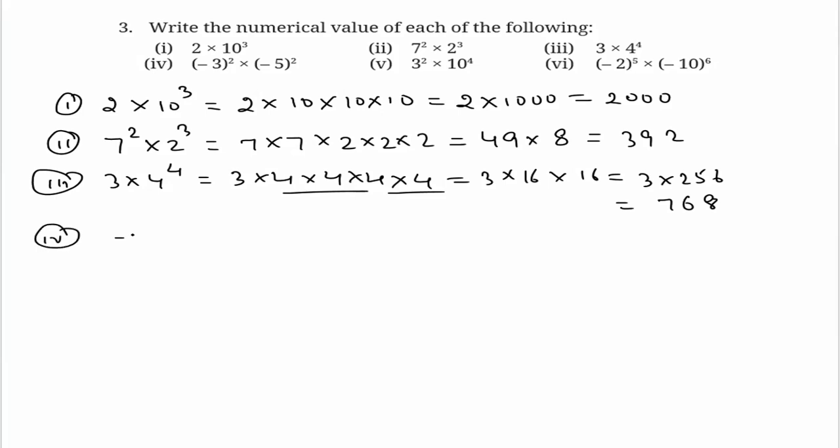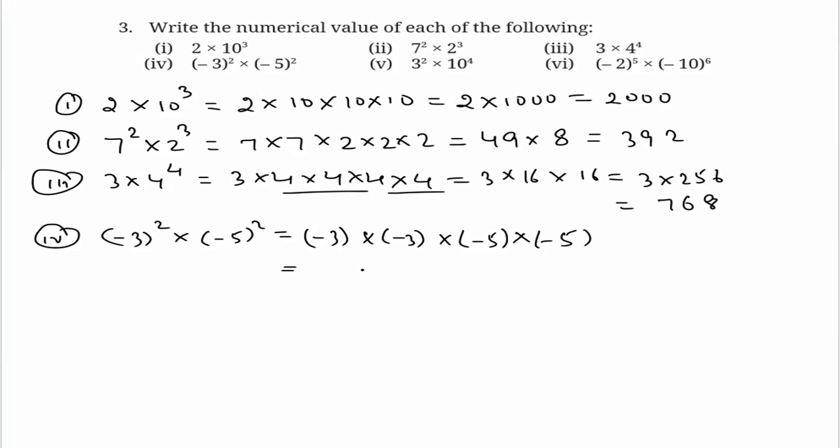Now moving to the fourth question, minus 3 whole square into minus 5 whole square. So minus 3 whole square means minus 3 into minus 3, and minus 5 whole square means minus 5 into minus 5. Now we have already studied in the integers chapter, right? If the negative sign comes an even number of times, the product is going to be positive. So let's first multiply minus 3 into minus 3. It will give me 9. And minus 5 into minus 5 will give me 25. So 9 into 25 is 225.